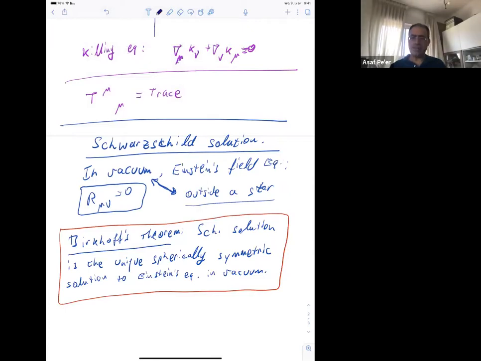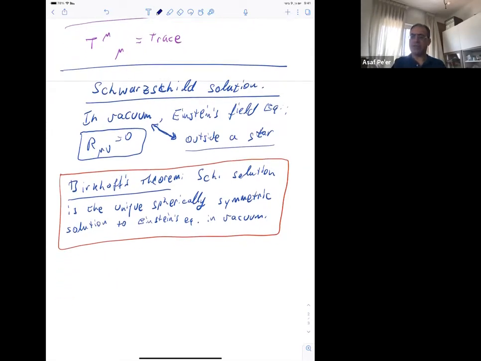So as I said, the main problem is to find a solution. Once we have a solution, we can simply plug it into the equation and see if it solves it or not. So we're going to follow Schwarzschild's way. Essentially, we're looking for a solution for a gravitational field which is both static and isotropic.